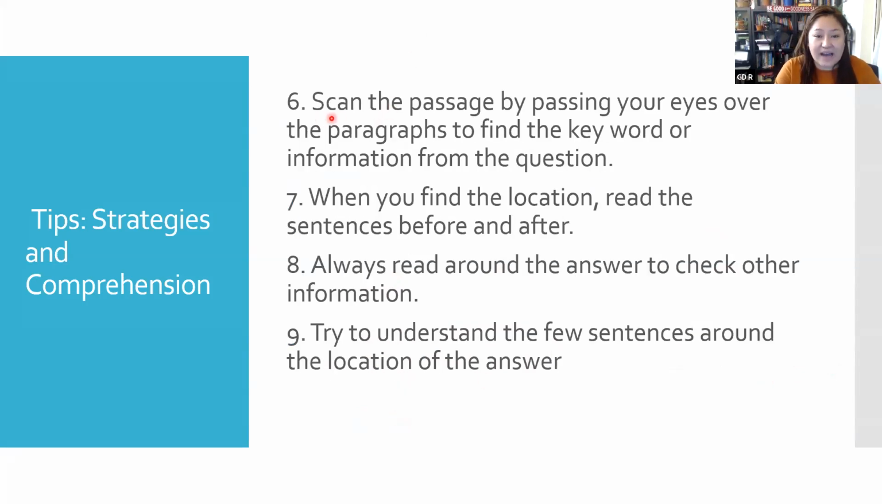Again, you have to go back and scan the passage by passing your eyes over the paragraphs to find the keywords or information from the question. This would be faster if you use your pencil or your hand. So you have to scan, so it's speed reading.